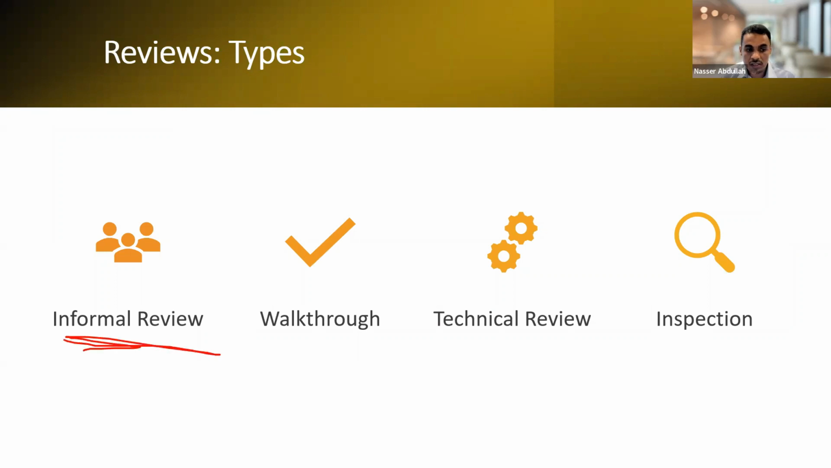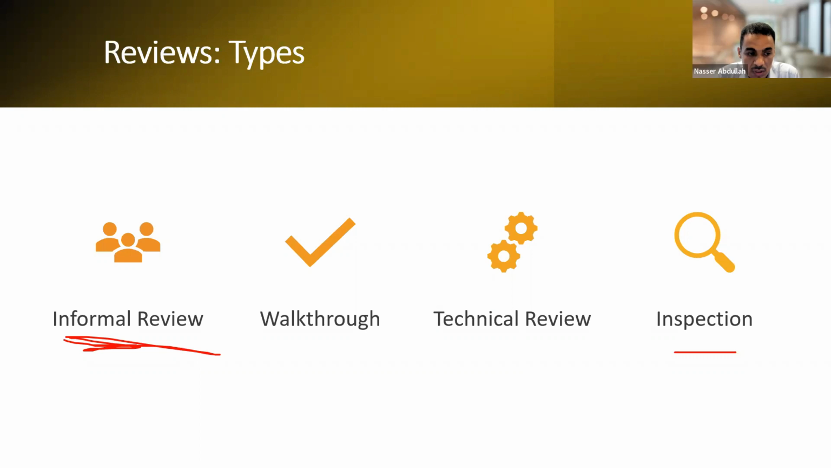So the first one is informal methods. And if we go to the last one, which is the inspections, this is the most formal one. So what is the difference between them? It's the level of formality.